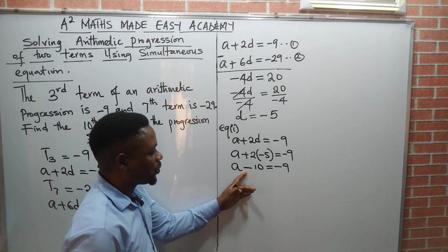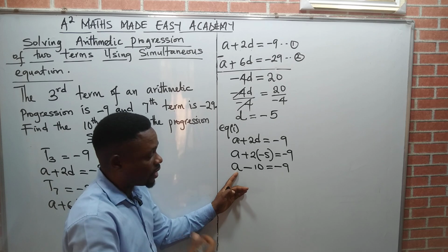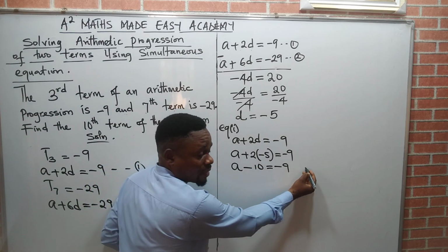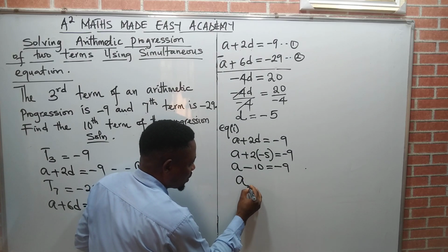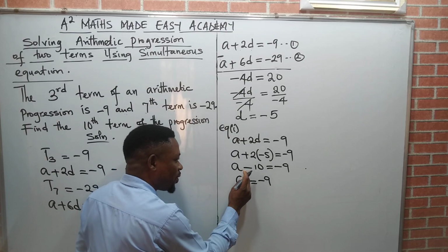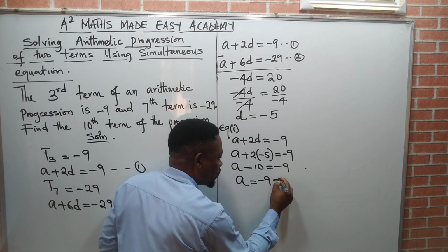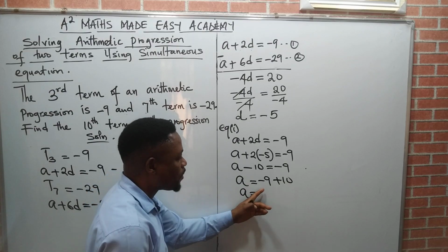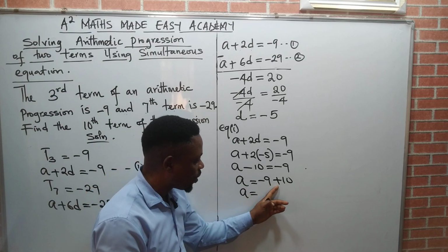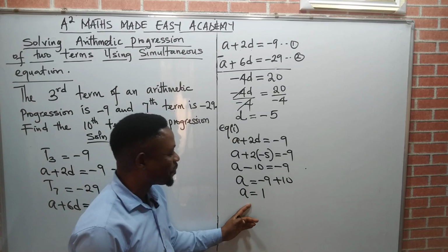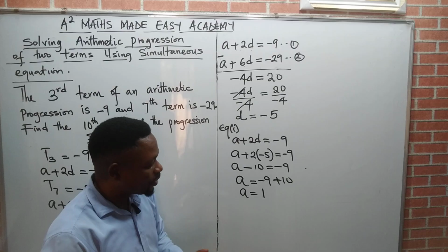Now we try to make A, which is the first term, the subject of the formula. I will carry minus 10 to the right hand side, so that it will be left with A equal to minus 9. As minus 10 moves to the right, it changes to plus 10. So the value of A should be minus 9 plus 10, which is equal to 1. So we have known the first term as 1.